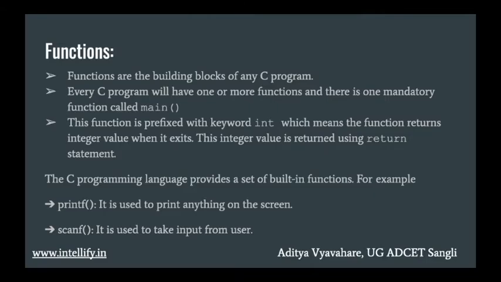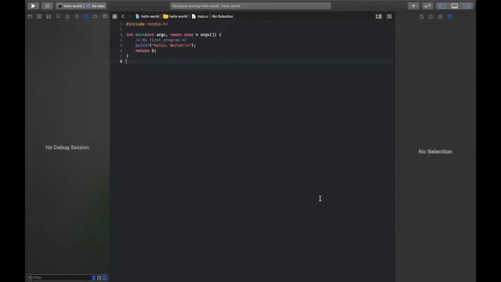C language provides a set of inbuilt functions like printf and scanf. Printf is used to print anything on the screen, like in the hello world program. Now we have written here the main function and then the printf hello world. We will just run the program and see the output. So you can see hello world is being printed here.